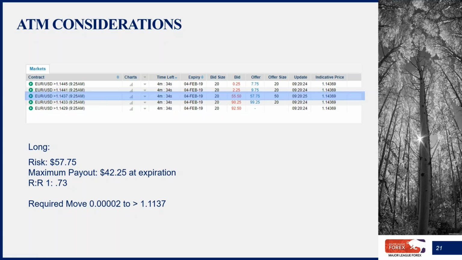Now, one of the pros about this one is because of where the indicative value is right now, we are actually already in the money by 0.0001, a fraction of a pip, right? So we have a tiny, tiny required move. Actually, I'm sorry, it's technically out of the money by that, right? So if it moves 0.0002, 0.2 of a pip, very, very small, it just needs to go above 114.37. So if it gets to 114.37 and then a 1 in this last digit, you have your full payout. So it needs to move a very, very small, tiny amount.